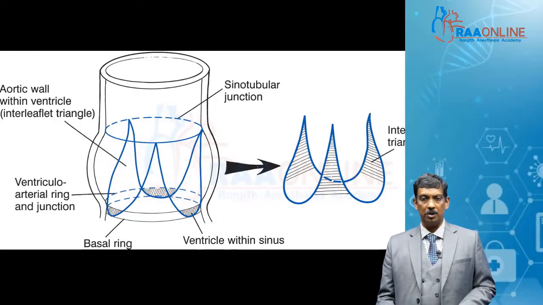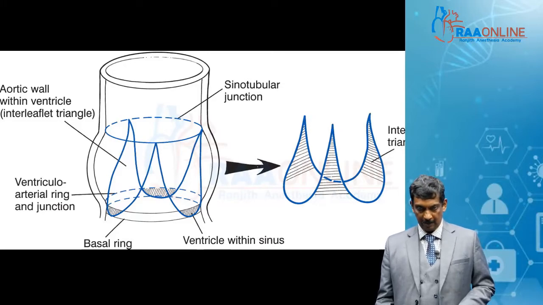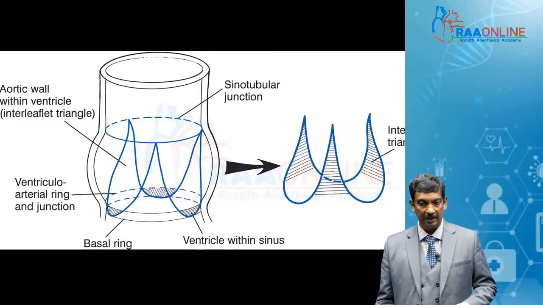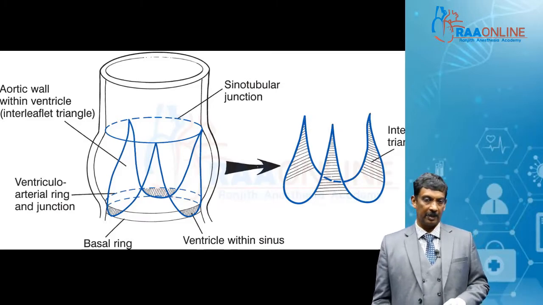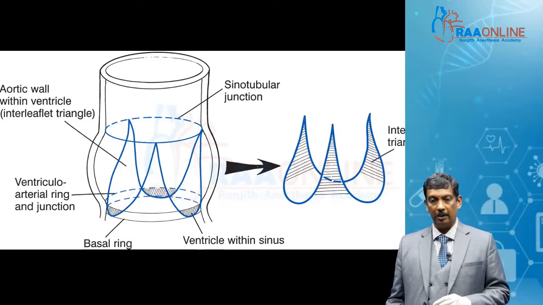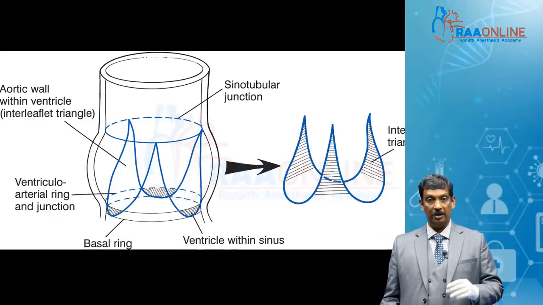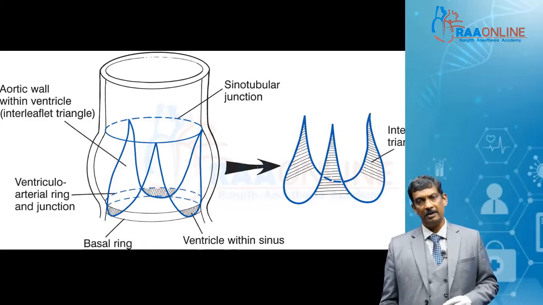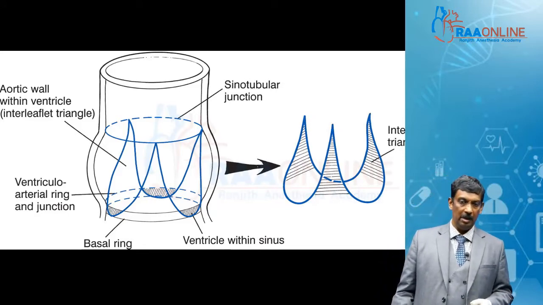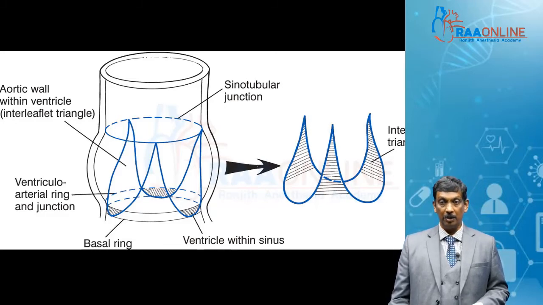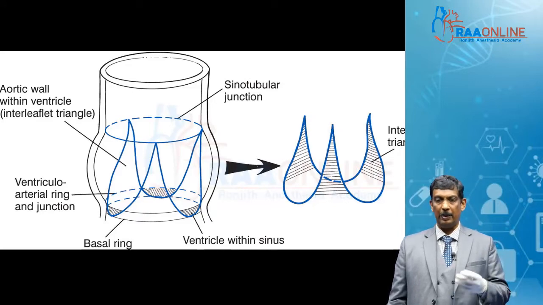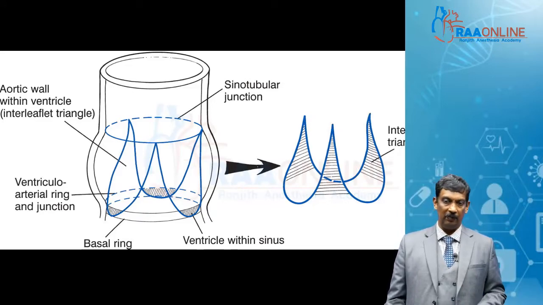This diagram shows us the different zones. The basal ring is the ring which is at the very base or the nadir of the leaflets. The demarcation between the ventricle and the aorta is the ventriculo-arterial ring. That is more tissue-wise. Okay, so that is slightly higher than the basal ring. The commissural ring or the sinotubular ring is at the apex of these leaflets.